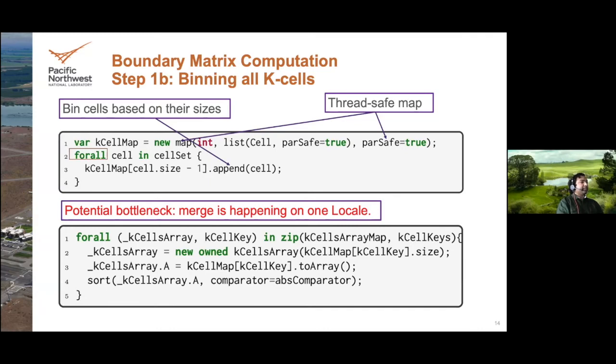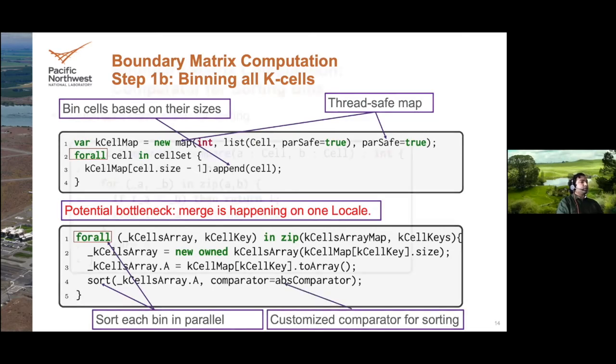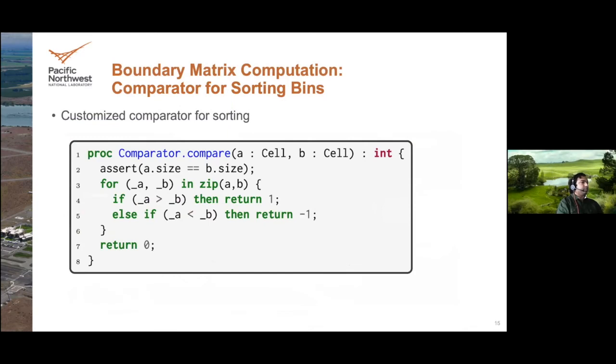But once we have that, we want to sort each of the cells, and that's happening here. For each of the groupings of cells, we want to sort them so that they are in a particular lexicographic order. The reason we want to do that is that we want a fixed ordering when we are creating the boundary matrix, so we know which cell corresponds to which entries. And we have a specialized comparator for doing that.